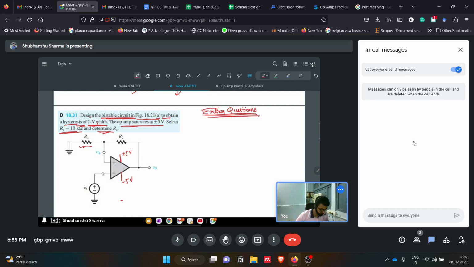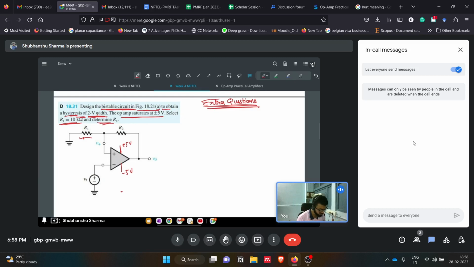Now how will we approach? It is simple, as we have seen. First of all, what type of configuration is this? First we saw which type of feedback this is. This is positive feedback, that's why they are asking about a bistable circuit. Since the feedback is there, this is a Schmitt trigger. Then is it an inverting or non-inverting Schmitt trigger? Since the input is given to the inverting side of the op amp, this is an inverting Schmitt trigger.